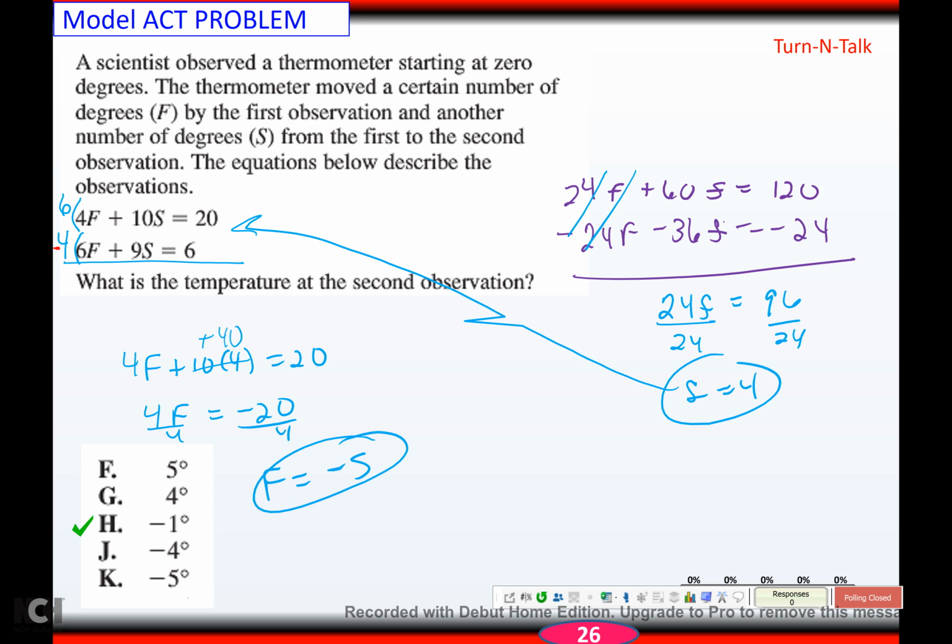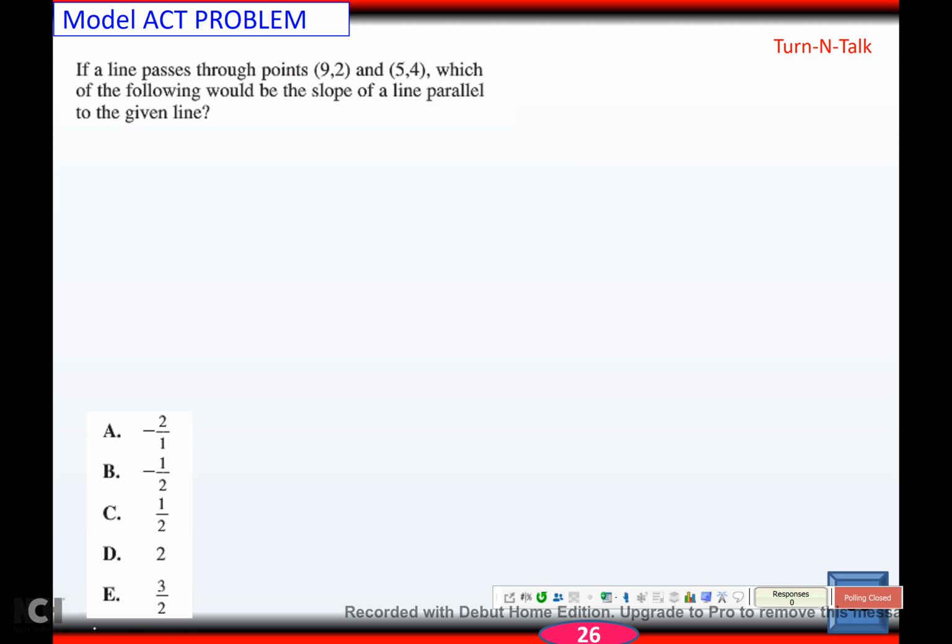So if f is from the first, so it was already at negative 5, right? Plus 4 leaves me what? Negative 1. Okay? Go, hit pause, come back when you're ready.